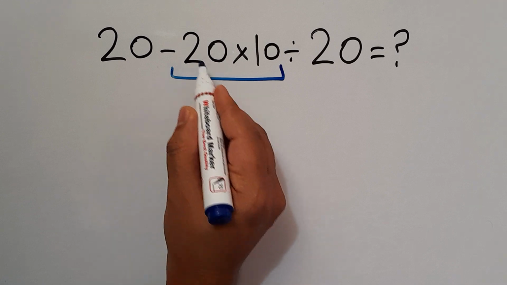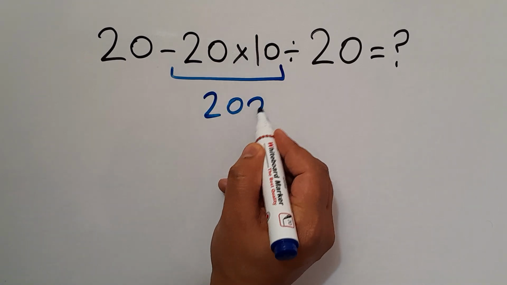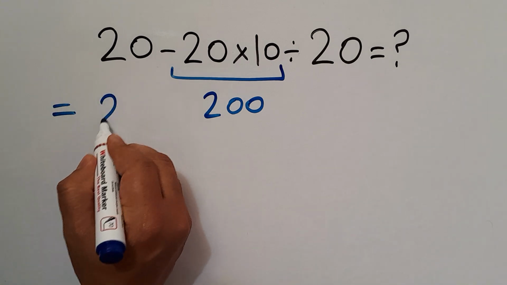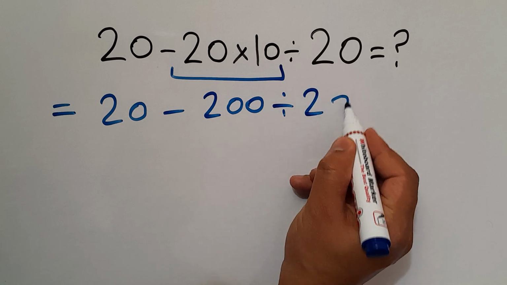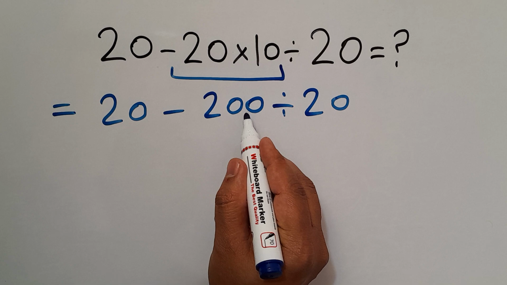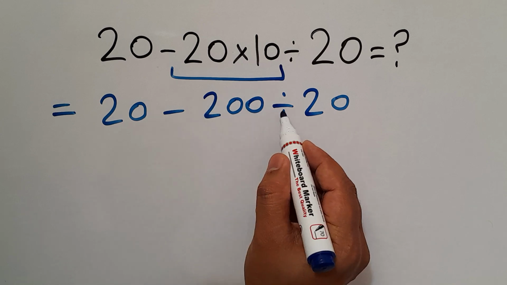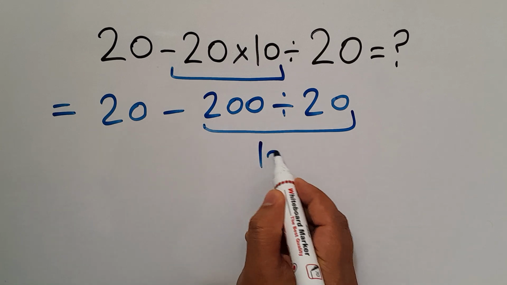Okay, 20 times 10 gives us 200. So we have 20 minus 200 divided by 20. Now this division, 200 divided by 20, which equals 10.